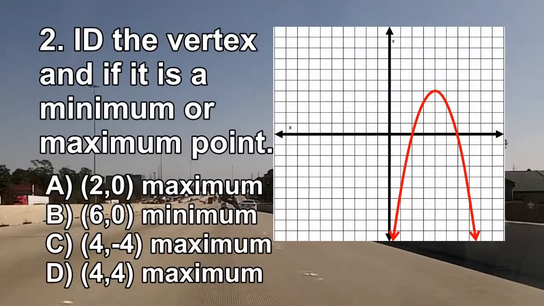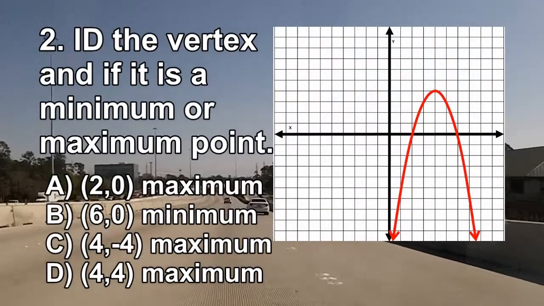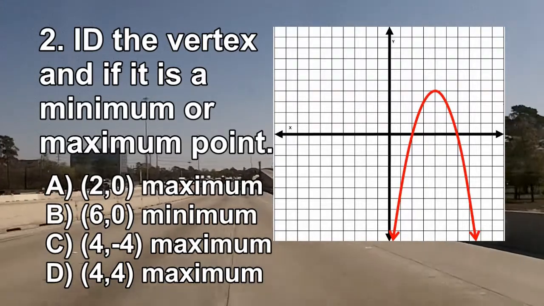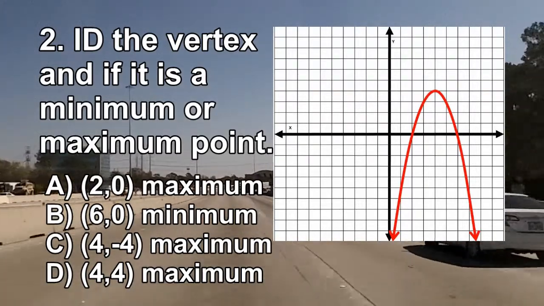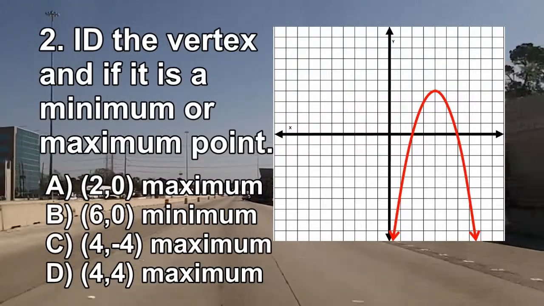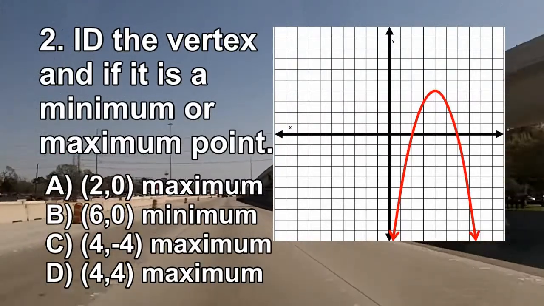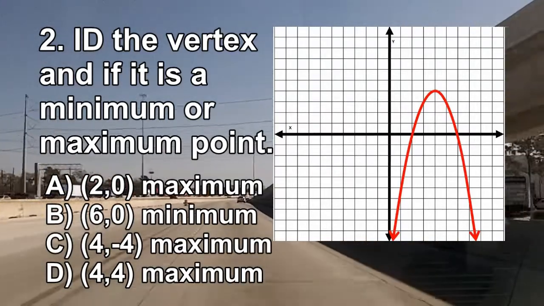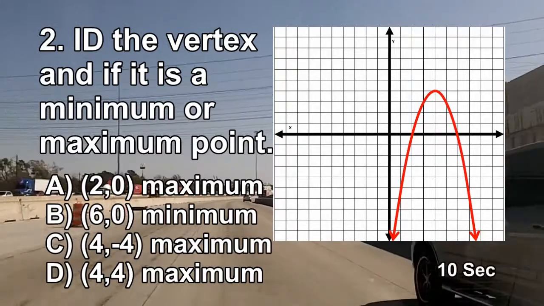Question number 2. Identify the vertex of the parabola and if it is a maximum or minimum point. Is it A, 2, 0 a maximum value, B, 6, 0 a minimum value, C, 4, -4 a maximum value, or D, 4, 4 a maximum value?